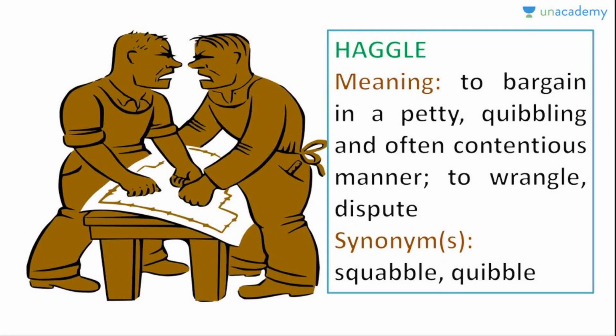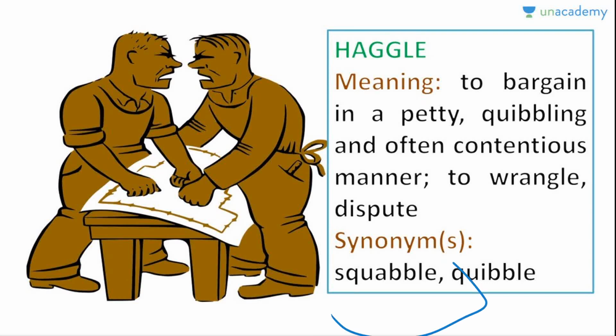Next, haggle. You can see these two people are sort of angry with each other. We are assuming that one of them is haggling with the other one. Haggling, basically, in simple words, means to bargain. Bargain in a petty, in a very quibbling or often contentious manner, okay, to wrangle or to dispute.